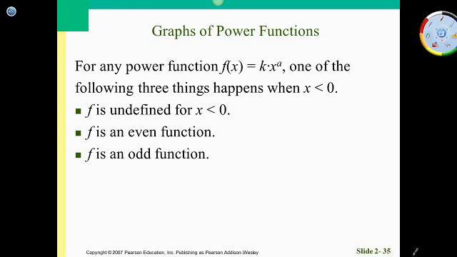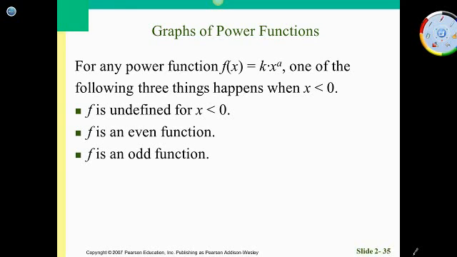I want you to think about this. If x is less than 0, or a negative number, f is either undefined. You go back to the fourth root graph. Flip back. Do you see how the graph didn't even exist when x was negative? That's what I mean by undefined. So sometimes it's undefined when x is negative, or it's even or odd. Those are the only three choices. Okay? Does that make sense?